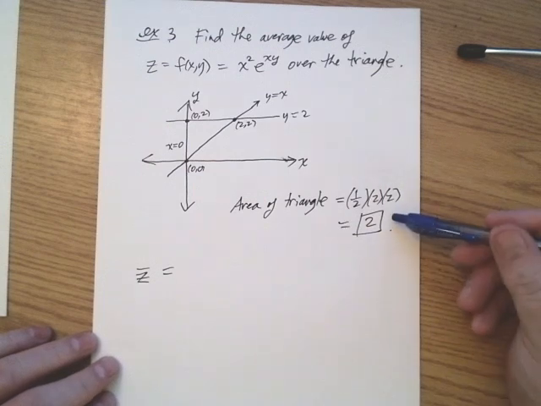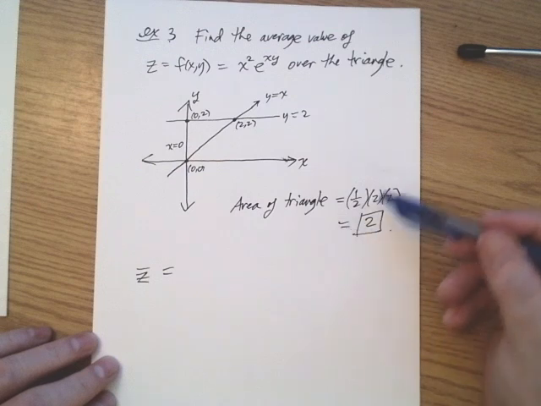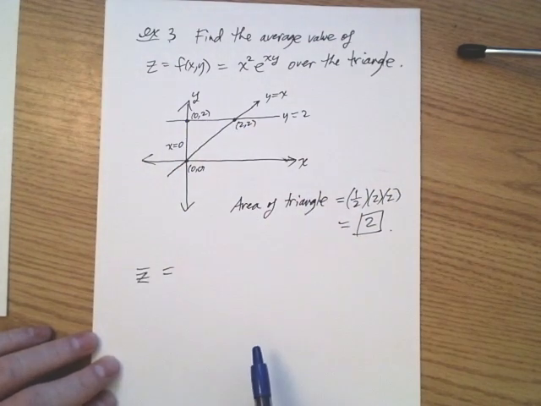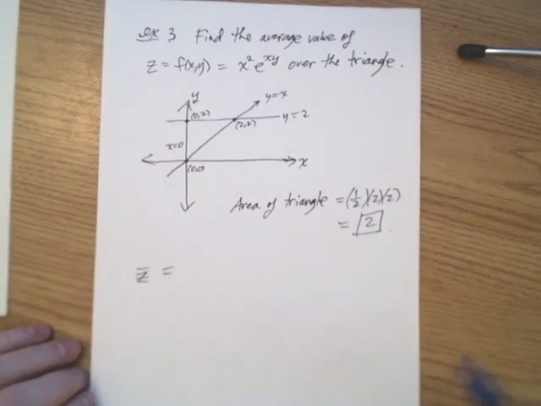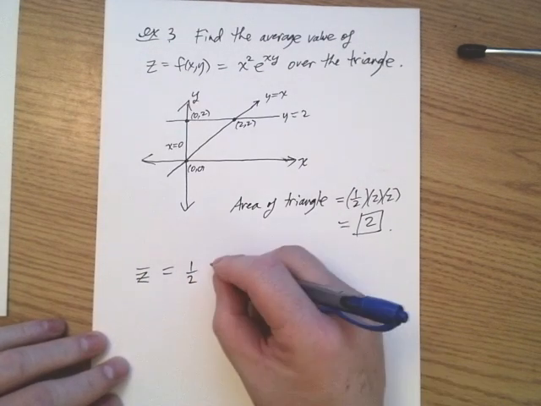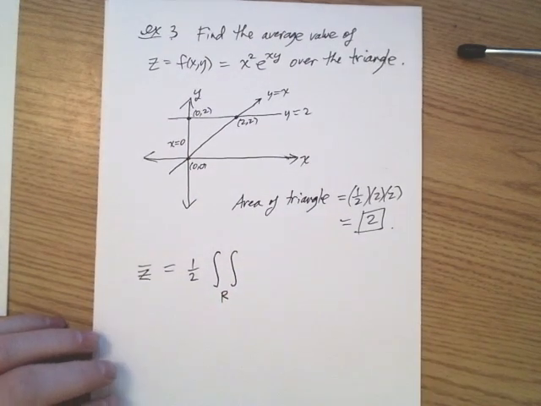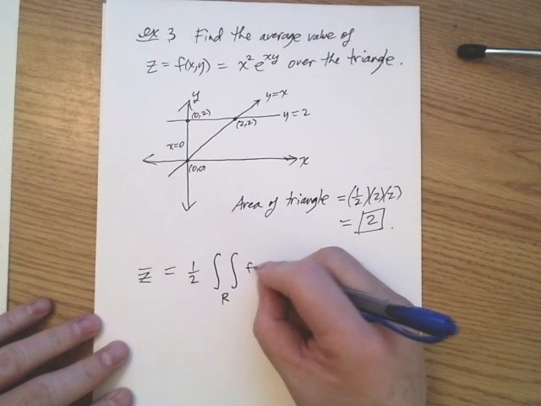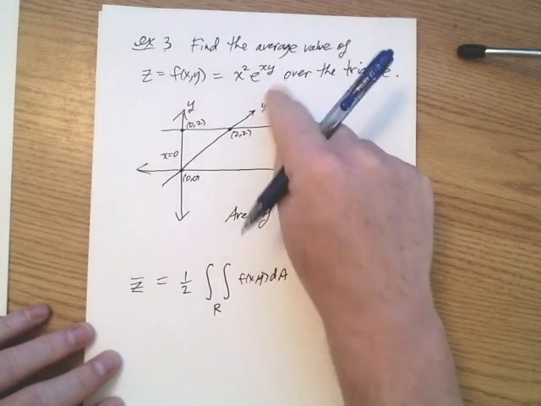I'm going to note, since we're finding an average here, I need to find the area of the region. I'm going to just do that mentally. It's a triangle, so it's 1/2 the base times the height. The height is 2. The base would also be 2, so it's 1/2 times 2 times 2, so that's 2. So that will be the denominator in our expression for z bar, okay? So we're going to be taking half of the following. I'll be taking the double integral over the region I'm calling R of f of x, y, so that would be x squared e to the xy.